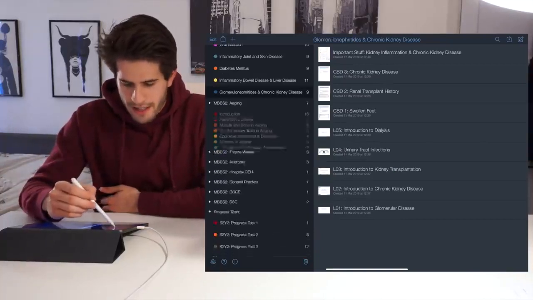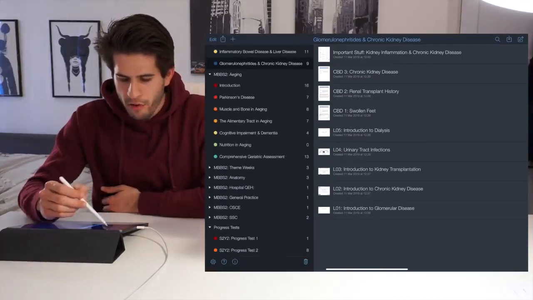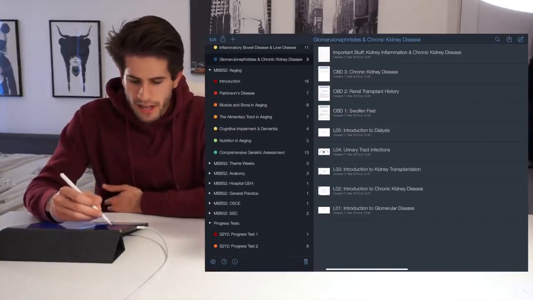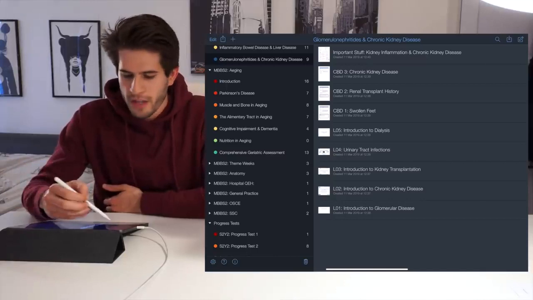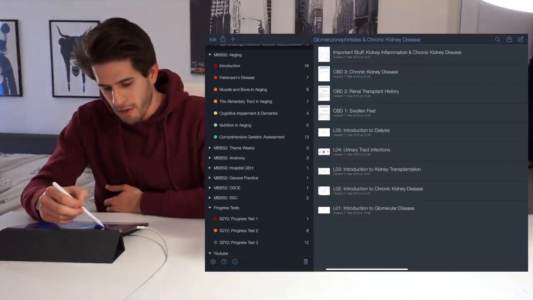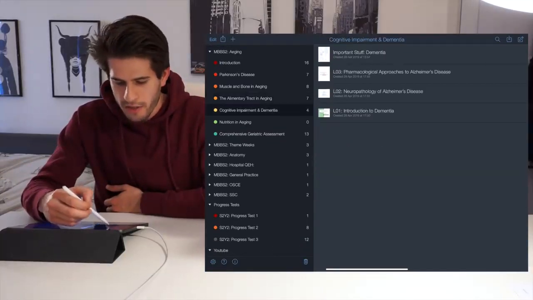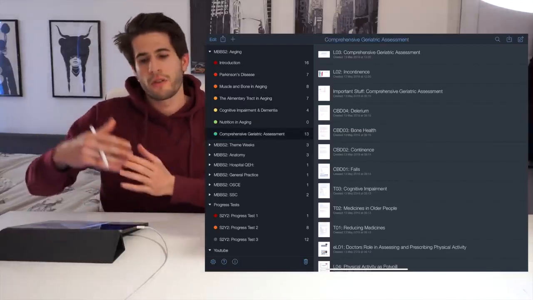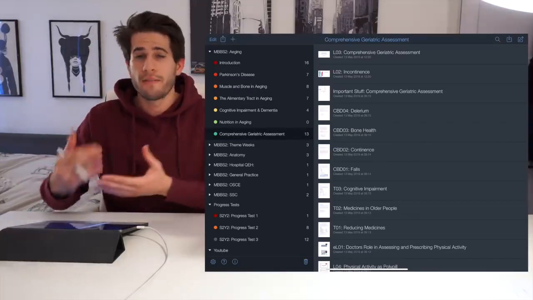So once you've gone into that divider, you'll see here that I have all of my different subjects within that divider. So within the big topic of aging, we have the introductory week, then Parkinson's disease, muscles and bone in aging, the alimentary tract, cognitive impairment, nutrition, etc. And in each one of those smaller subjects, I have all of my individual lectures.